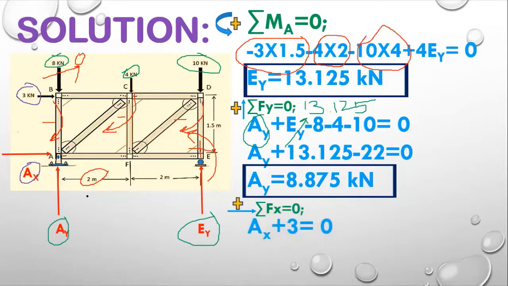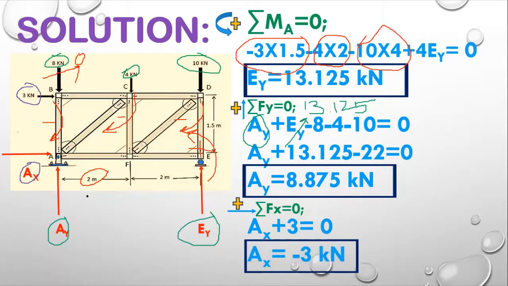I am applying equilibrium equations here. AX plus 3 equals 0. AX is coming out to be minus 3 kilonewton. What does it mean by that? Whatever the direction we have supposed, it must be opposite to that direction. For example, I have taken positive AX, but the direction of AX should be opposite. It means that it should be minus AX.